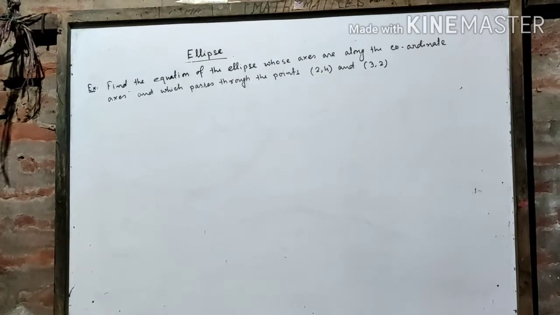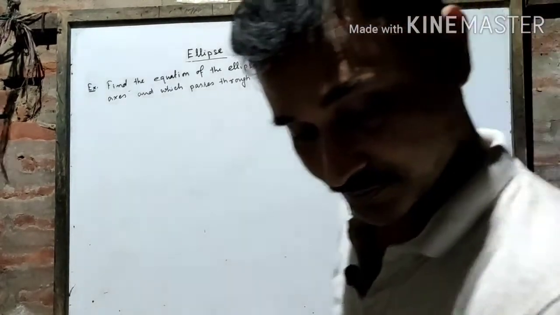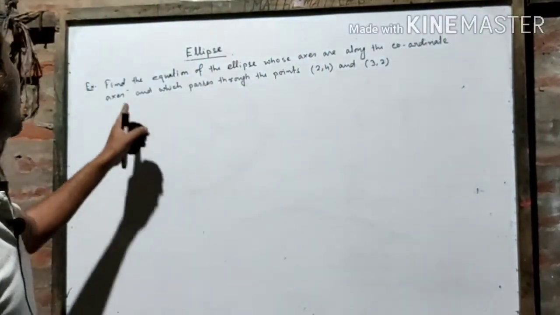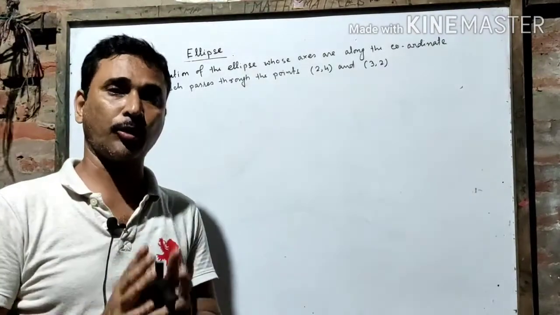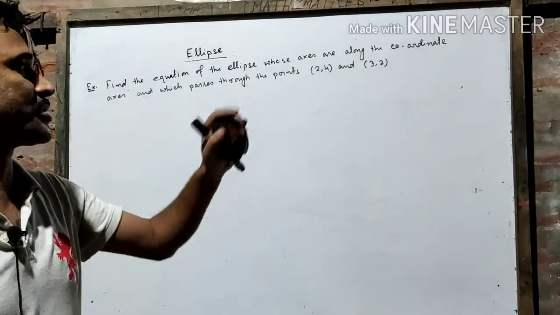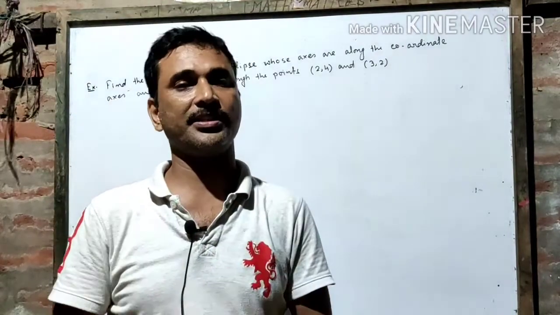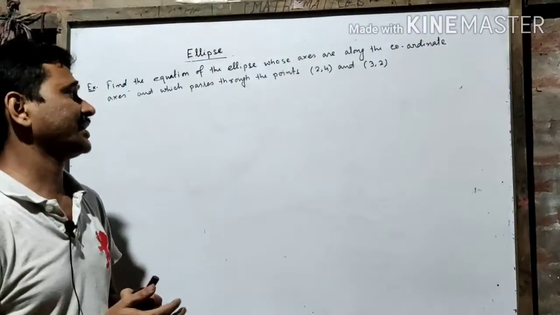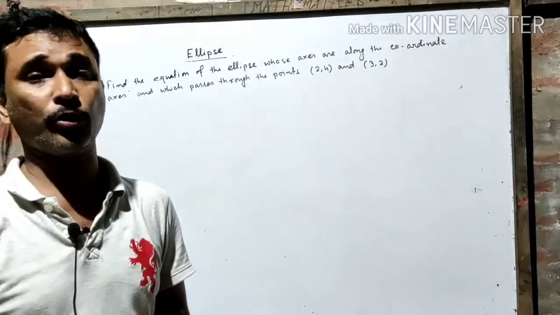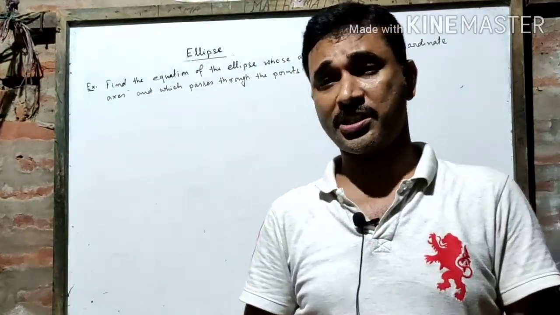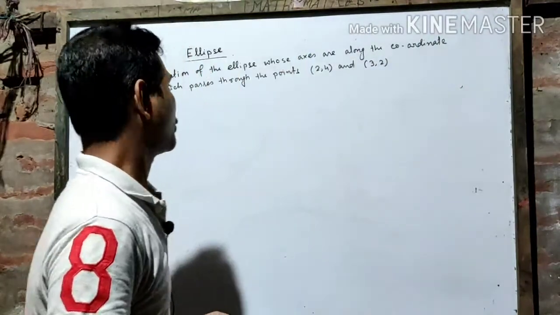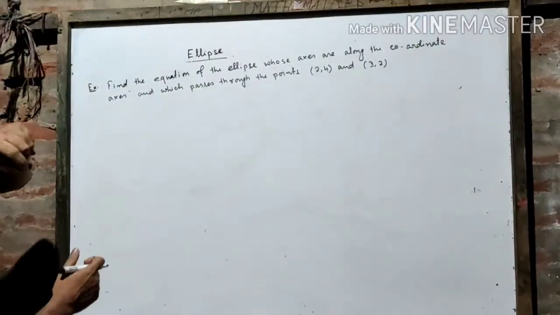Okay. Next question. Find the equation of the ellipse whose axes are along the coordinate axes and which passes through the points (2, 4) and (3, 2). Here it is said that the axes are along the coordinate axes, but which axis is the major axis is not stated here. Okay, so we will start like this.